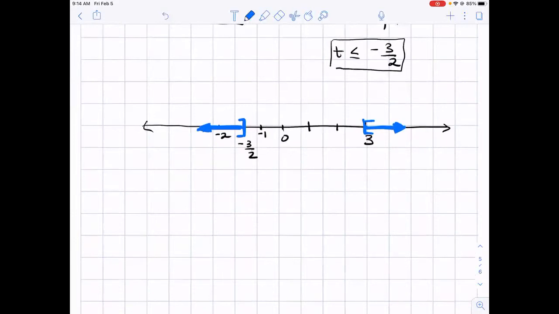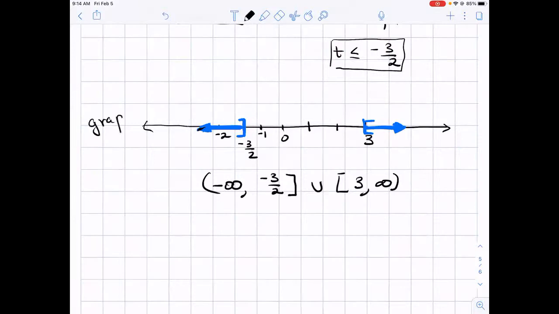So what is my answer written as interval notation? In interval notation, this arrow is going all the way to infinity, so minus infinity to minus 3/2, and don't forget you have a bracket, union with from 3 to positive infinity. So that is the graphical solution and the interval notation. And you can check your work.